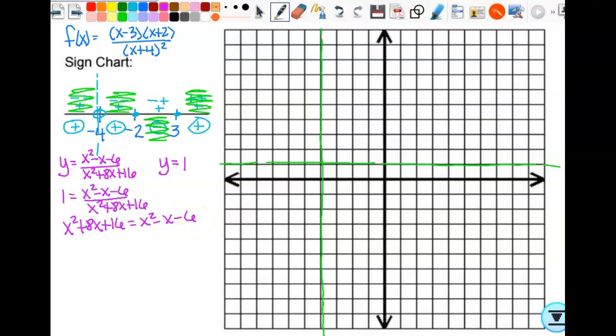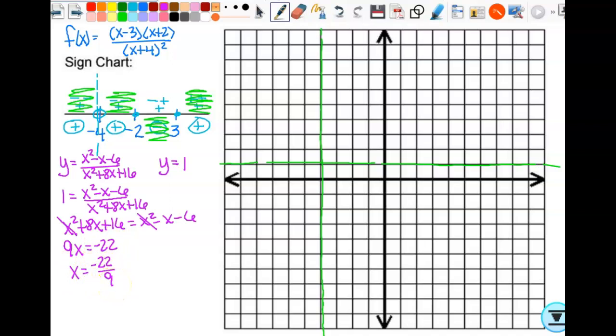Everybody with me so far? So when I start to solve it, I can subtract x squared from both sides. Those cancel out. I think I'll move my x's to the left. So this will give me negative 9x. No, it doesn't. Oh my gosh, it gives me positive 9x. At least I'm catching myself here. Gives me 9x equals, and then I'll move 16 over there. That'll give me a negative 22. So x is equal to negative 22 over 9.